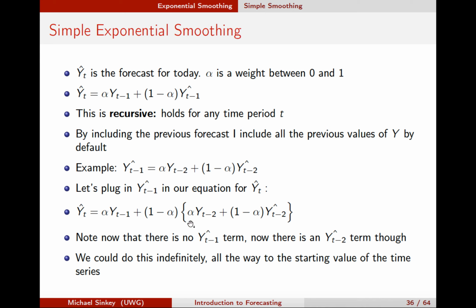Now, this is the fun part. Everyone should be enjoying this part right here. YT hat. I keep the YT minus 1 term. This and this are the same. But the 1 minus alpha now has YT minus 2 hat in there. So where does the data for YT minus 2 come from? It comes through the last part of the forecast. And you see this YT minus 2 hat, that's where YT minus 3 is going to feed in.